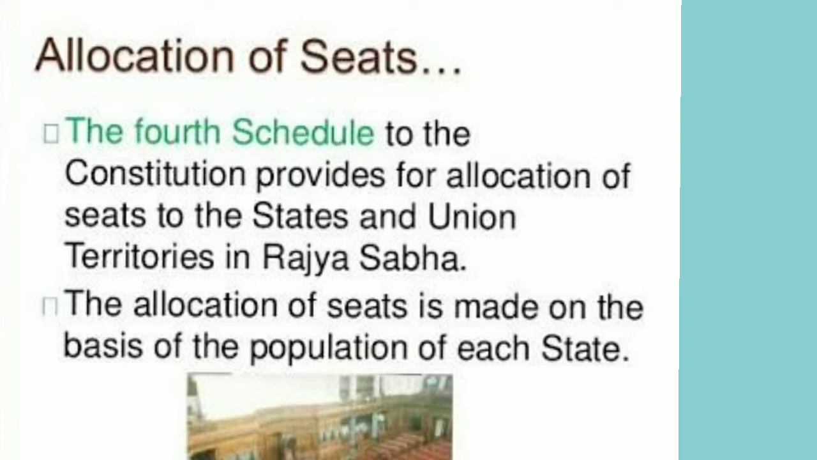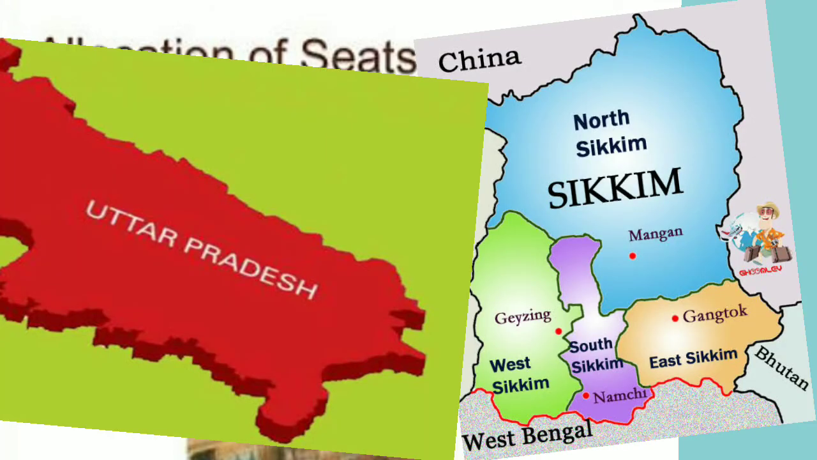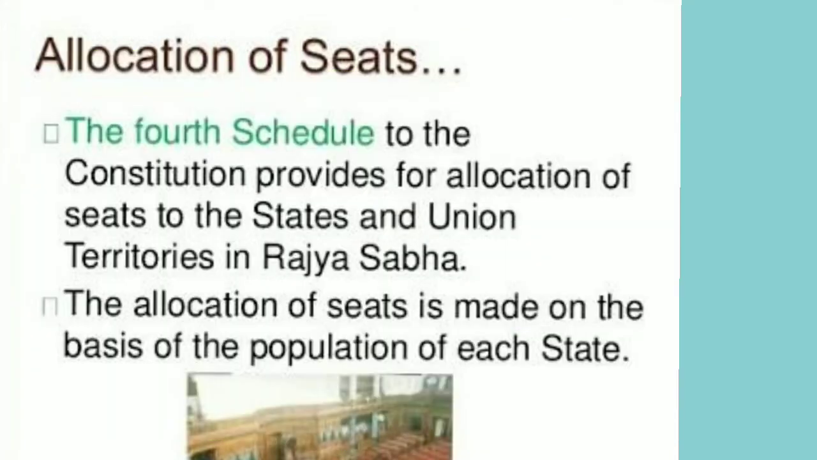For example, Uttar Pradesh is a big state with a high population in comparison to Sikkim. So Uttar Pradesh will get more number of seats in comparison to Sikkim in Rajya Sabha, because the framers of the constitution wanted to prevent such discrepancy. According to that, states with larger population get more representatives than states with smaller population.